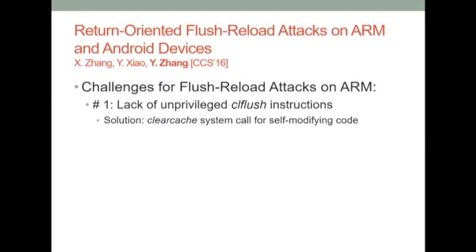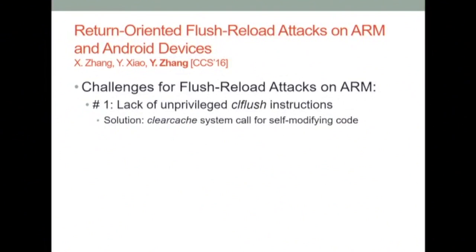That is the design of the ARM processors. Because of that, in order to support self-modifying code, the operating system must provide a system call that allows the application to flush a certain region of the cache, or a certain region of memory, out of the cache. And we just exploit this system call in place of CLFLUSH instructions.